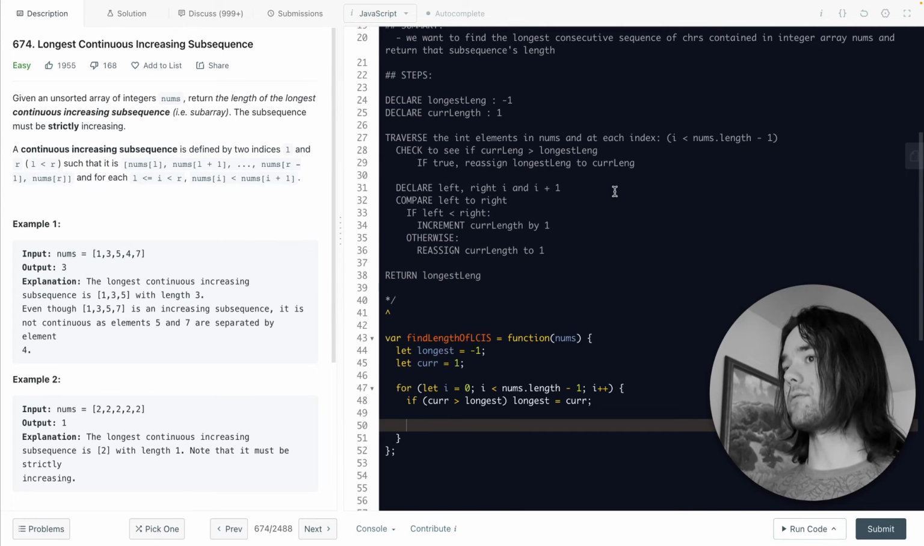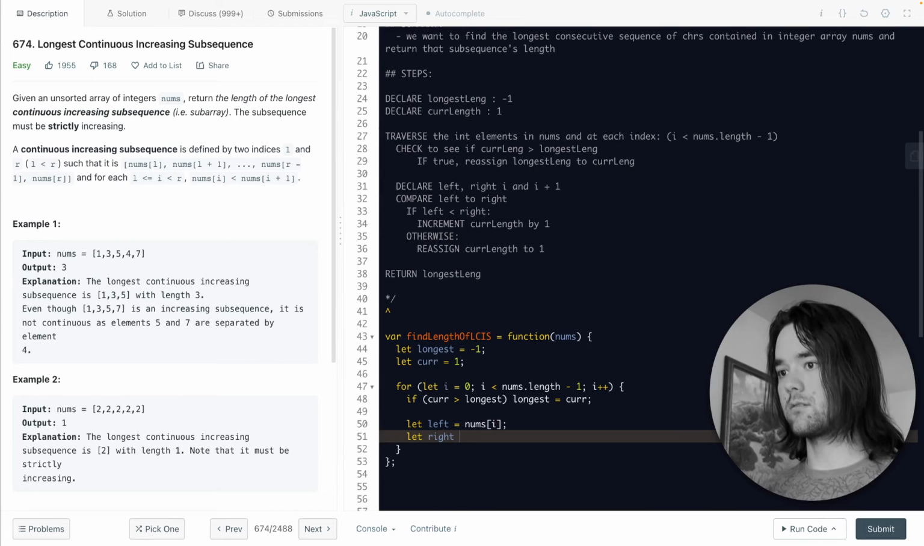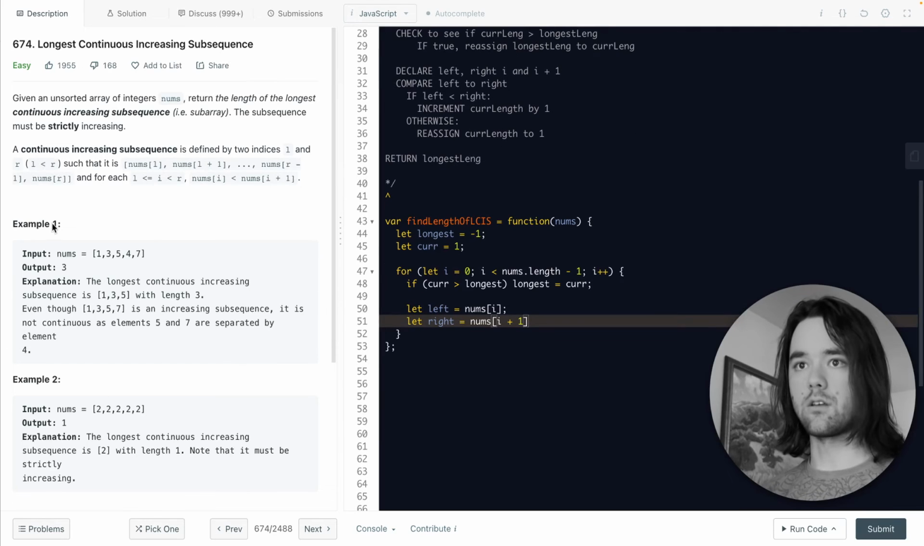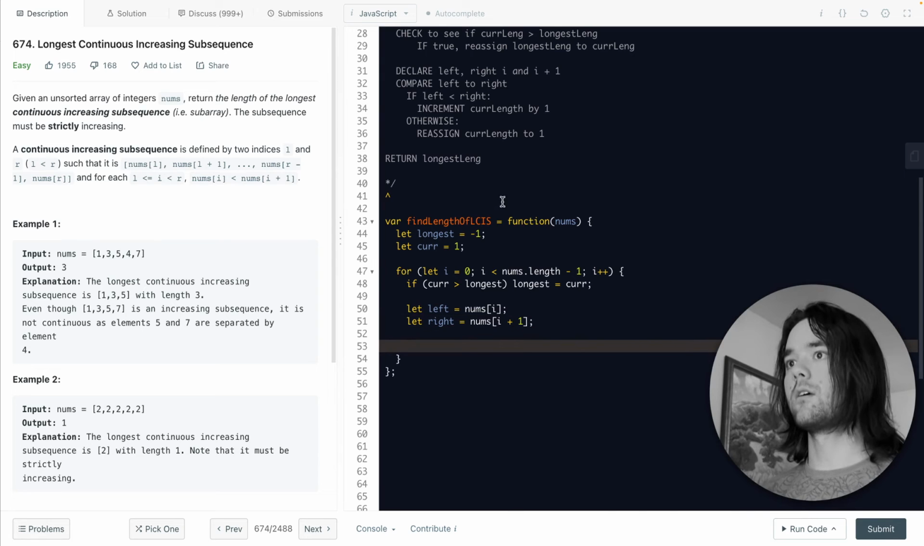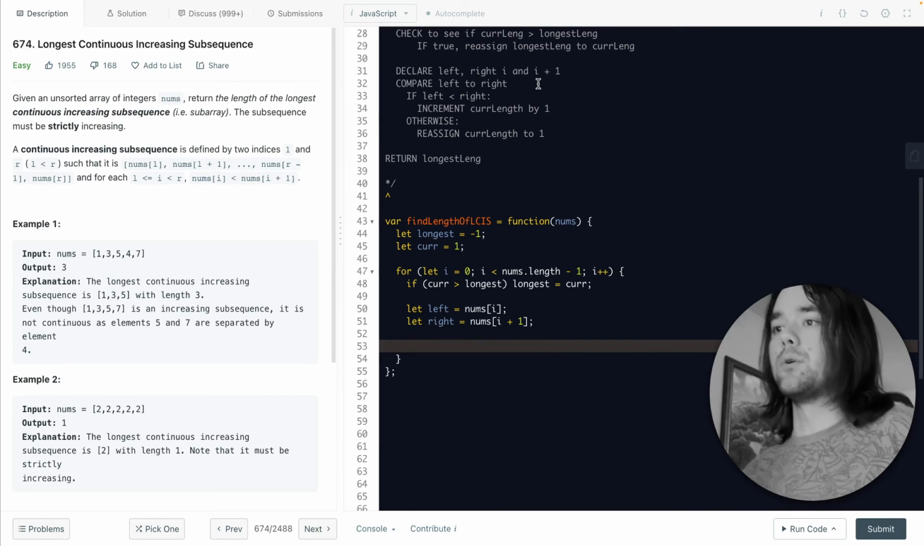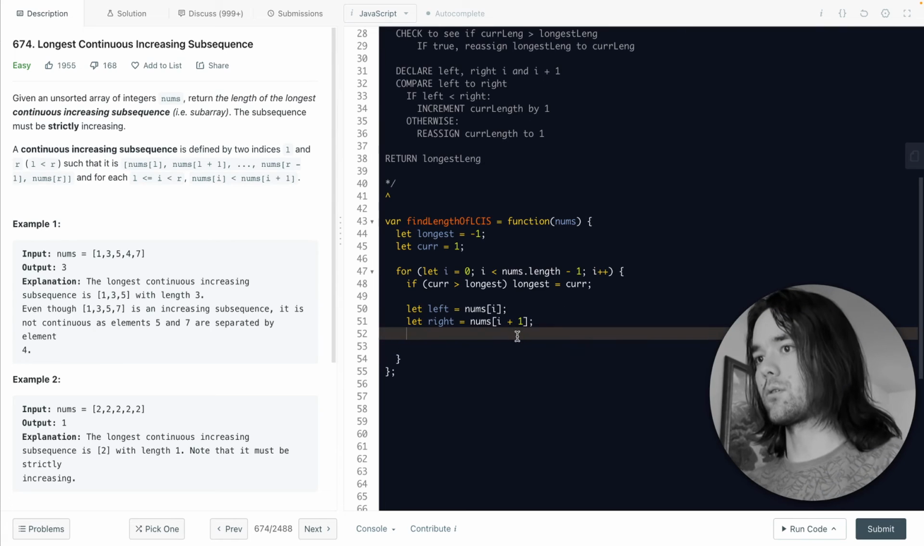Then we want to declare left, right. So let left be nums at the current index, and let right be nums at the current index plus 1. So again, we're thinking left, right. Now basically we need to compare left and right. Okay, so let's do that.